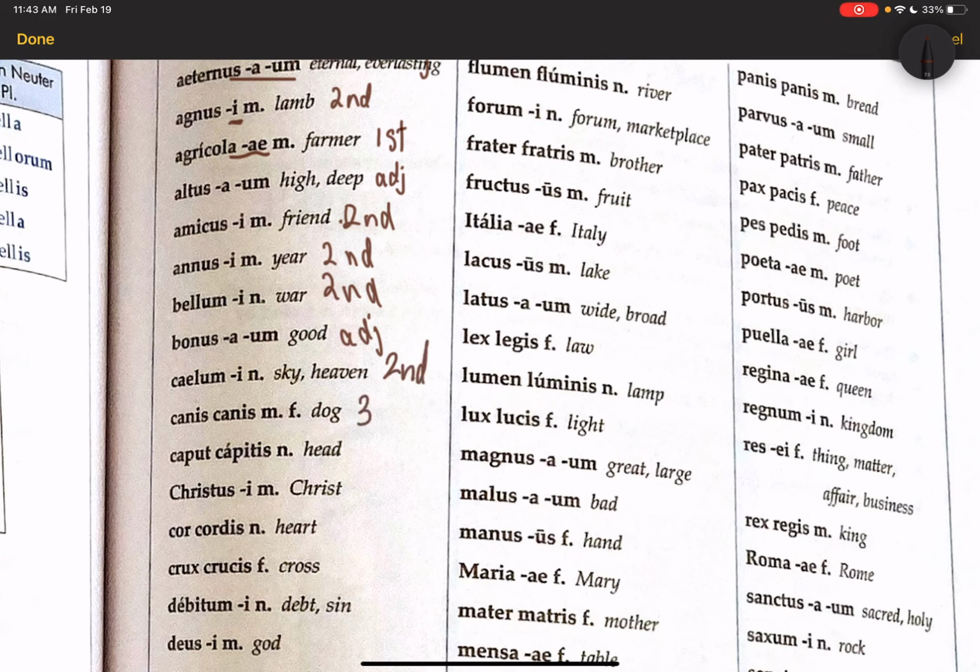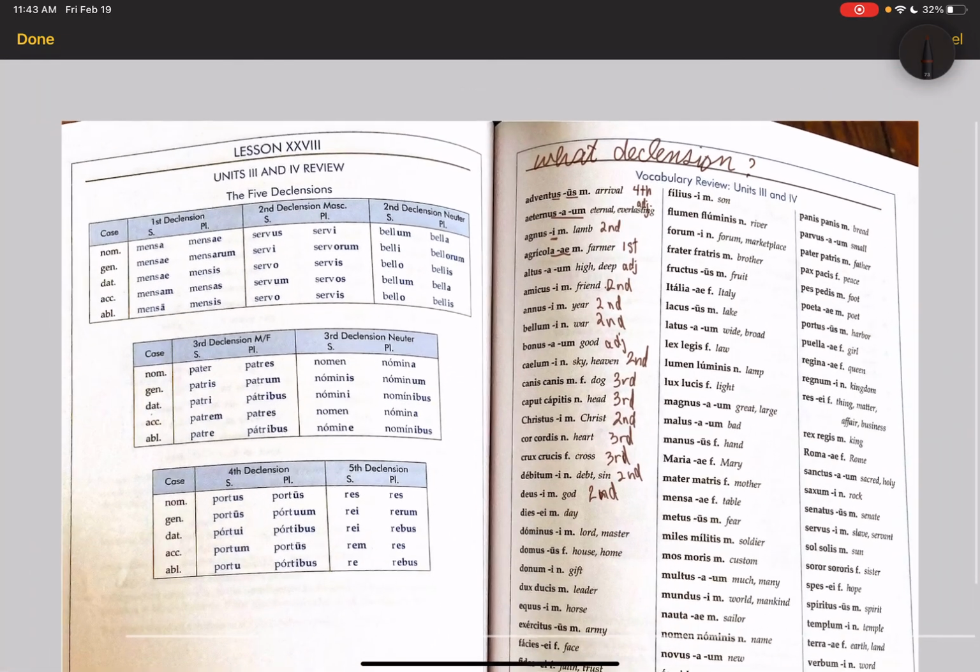Okay, then we get canis, canis. This is a 3rd declension word, as is caput. And then Christus is 2nd. Cor is 3rd. Crux is 3rd. Debitum 2nd. Deus 2nd. Okay, so I'm not going to go through and do this for every single word, but you get the idea.